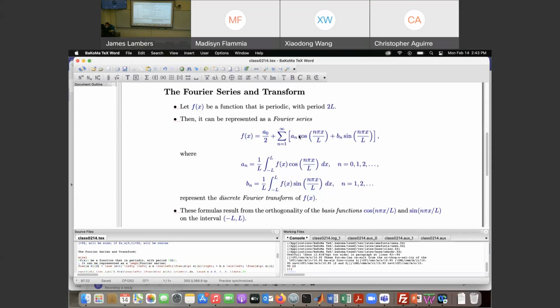And then we have this infinite sum involving cosine and sine terms. Then we have formulas for the coefficients, because these cosine and sine functions are orthogonal on the interval minus L to L. We can use that to get these formulas for the coefficients. Computing the an and bn is called taking the discrete Fourier transform of f of x.